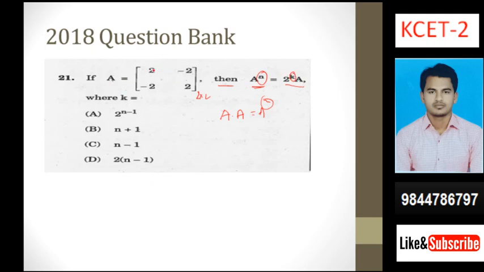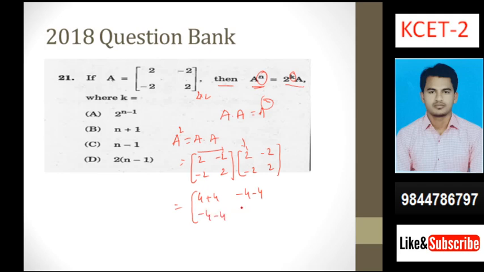If A is equal to the 2 cross 2 matrix, now multiply with A square. A square in the sense of A into A. Now here, 2, minus 2 and 2, again multiplied with A. Now multiplying first row in first column: 2 2s are 4 plus 4, 2 2s are minus 4 minus 4, minus 4 minus 4, plus 4 and plus 4 is equal to what here? 8, minus 8 and 8.